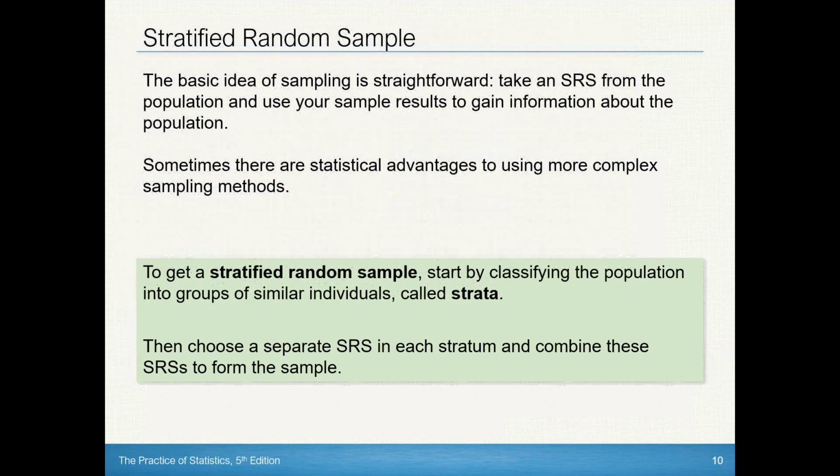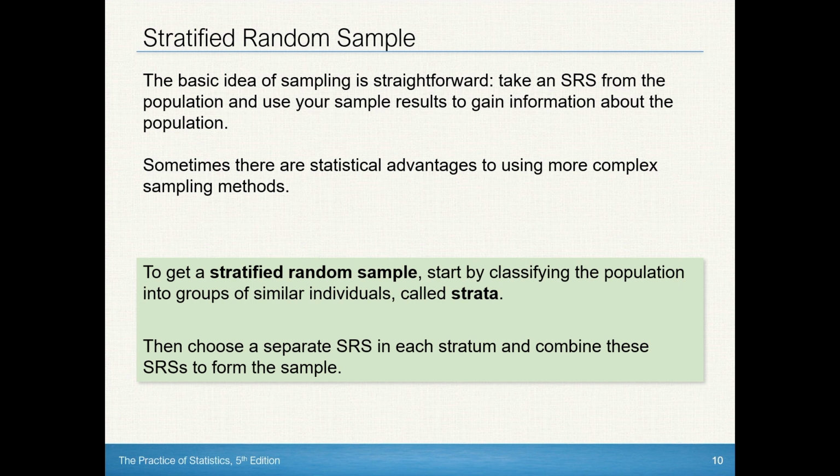The basic idea of sampling is pretty straightforward. Take an SRS from your population, use your sample to gain information about the population. Sometimes there's advantages to using a more complex method, and I'll talk about some of those. So one of them is called a stratified random sample. In a stratified random sample, I first classify the population into smaller groups called strata. Then I get an SRS from each stratum, and combine those SRSs to form a sample.